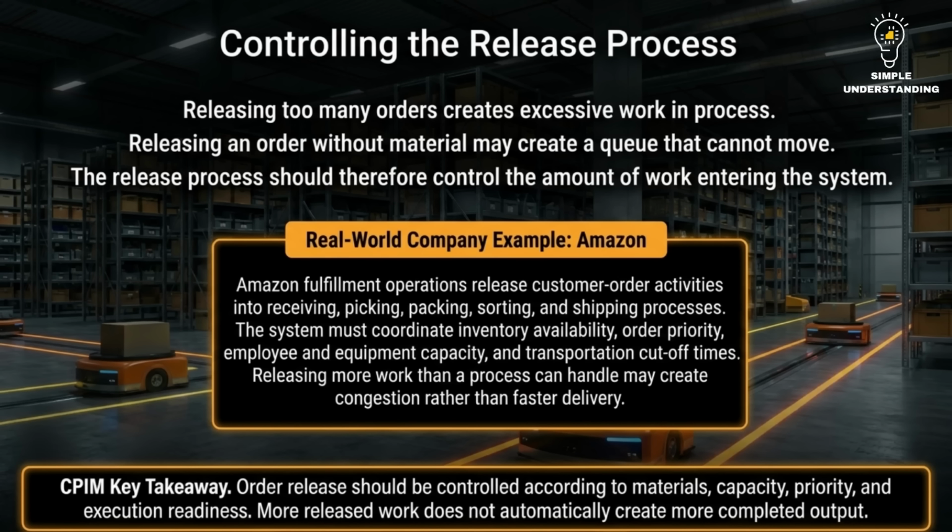CPIM key takeaway: order release should be controlled according to materials, capacity, priority, and execution readiness. More released work does not automatically create more completed output.